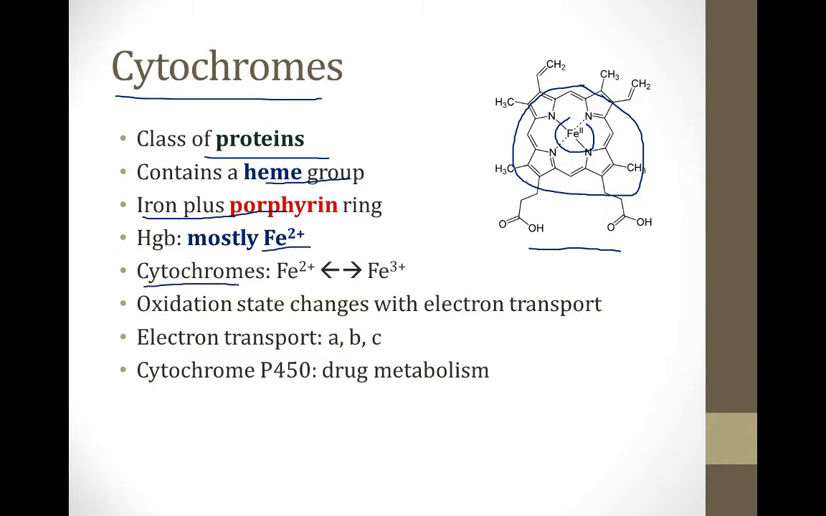In cytochromes, however, the iron goes back and forth between the 2+ and the 3+ state. This makes it very favorable for use in electron transport because the oxidation state can change as electrons move through the cytochrome structures. There are many different cytochromes found inside of cells in the body. Cytochromes A, B, and C are used in electron transport, and then you may know that cytochrome P450 is very important as part of drug metabolism.